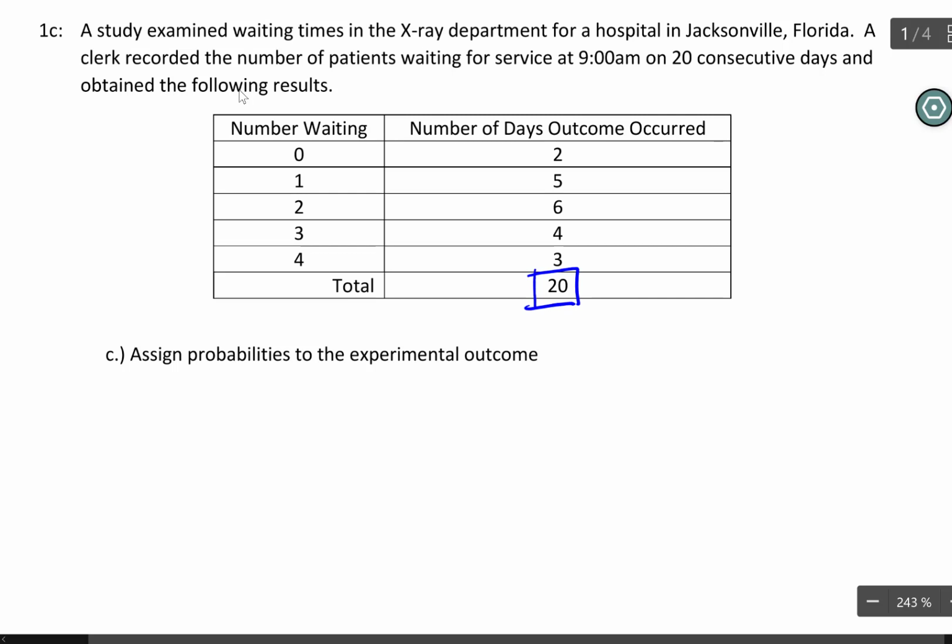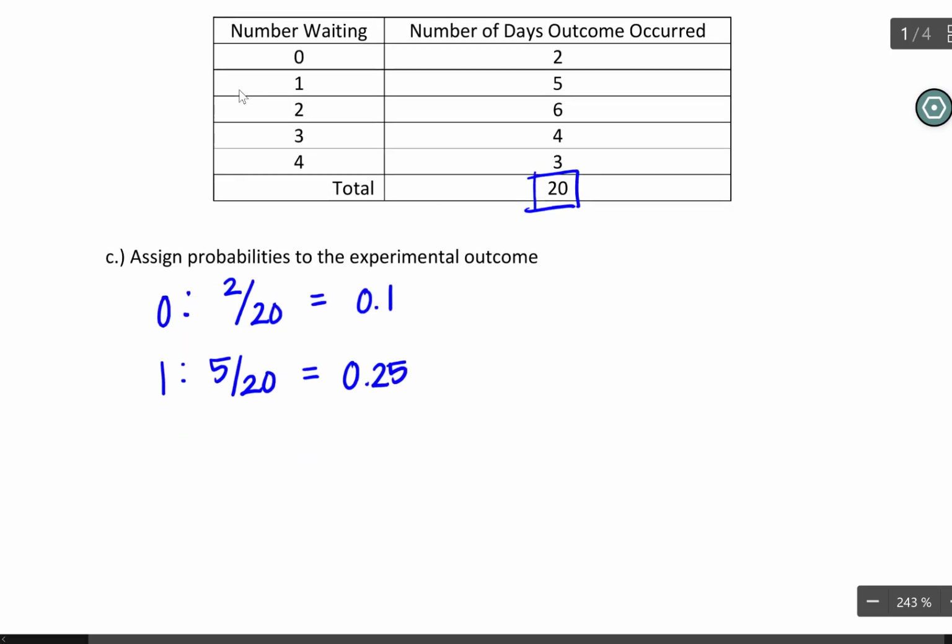So the probability that 0 people were waiting is going to be the number of times that occurred, or 2, divided by the total number of days. So 2 divided by 20 is 0.1. Then we'll move on down to 1 person waiting. That happened on 5 of the 20 days. So 5 divided by 20 gives us a probability of 0.25.